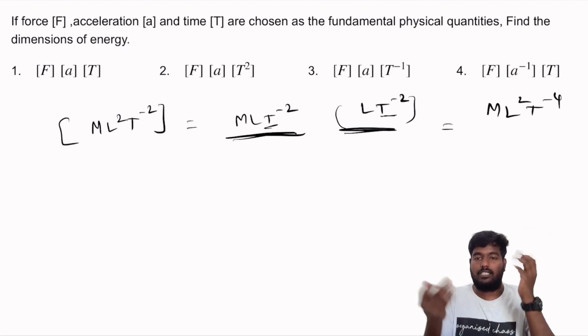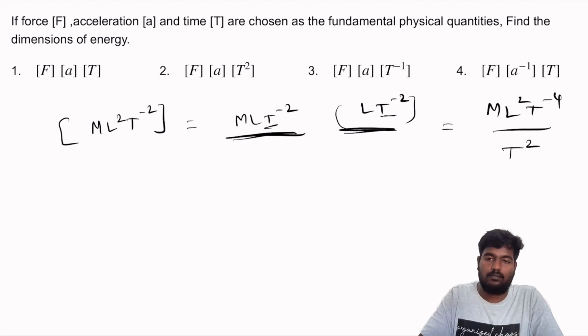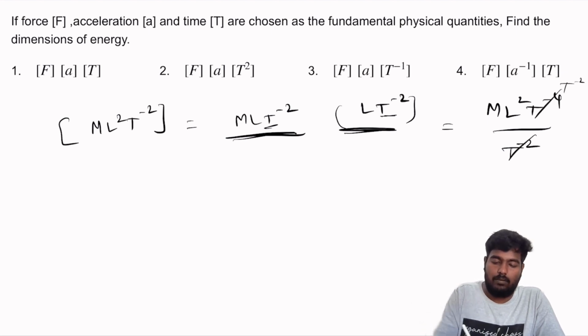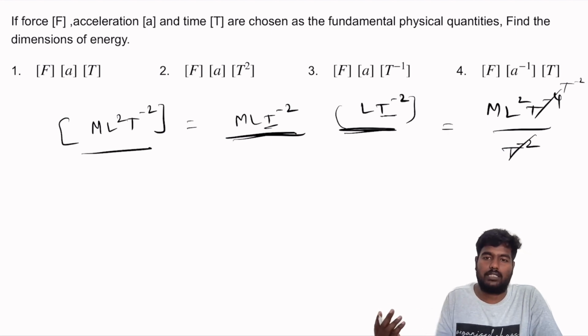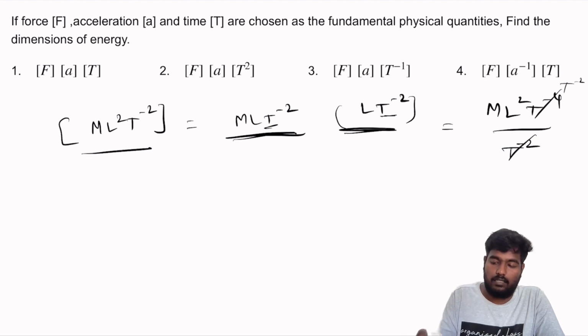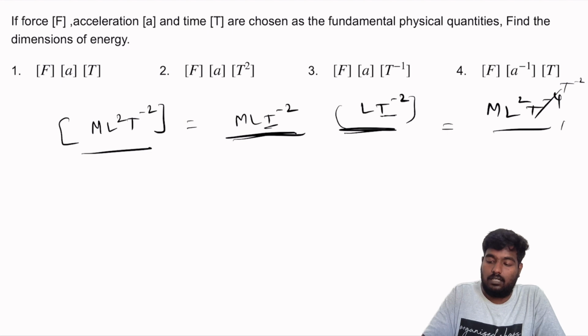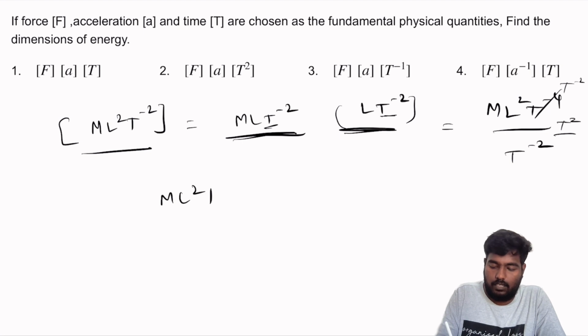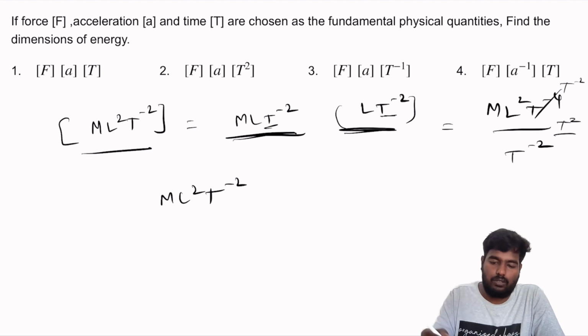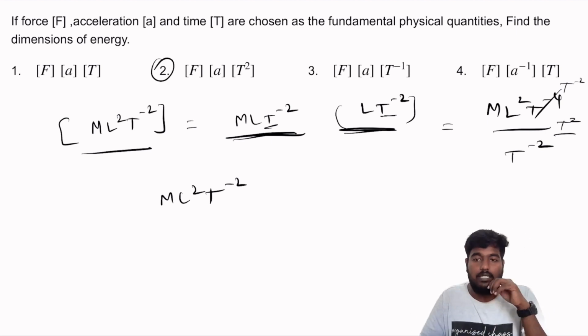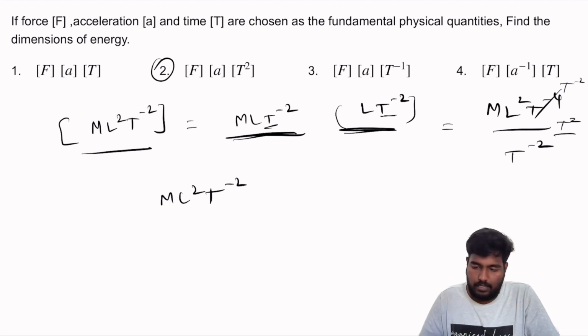Now what I have to do? I have to divide this by T power minus 2, then only I will get T power minus 2, the dimension of this. So I have to divide by T square. Sorry, I have to multiply it by T square. That's what it means to divide by T power minus 2. So you will get M L square T power minus 2. In the numerator and denominator you will fix. This is also one way. In other questions it's very easy to understand. Maybe I find it difficult to explain this question. Okay, let's move to the next question.